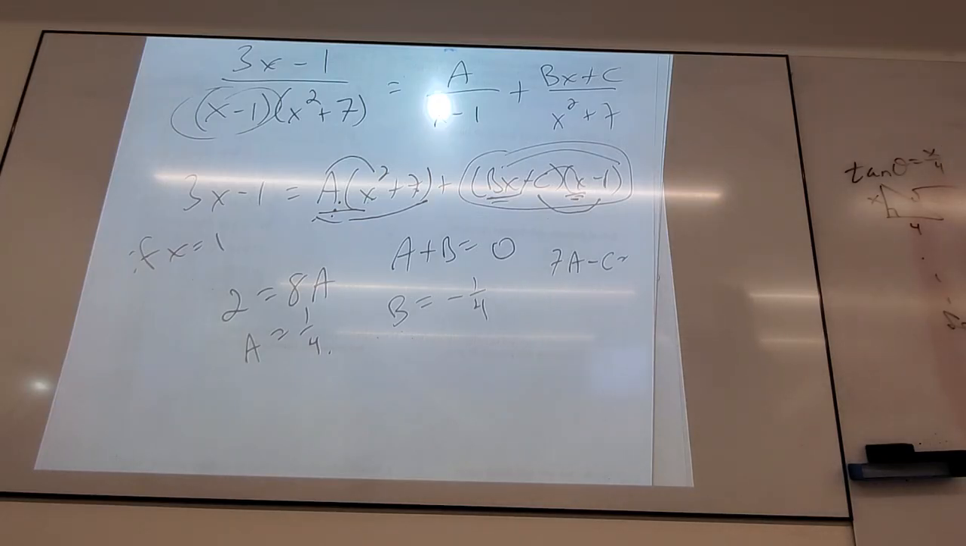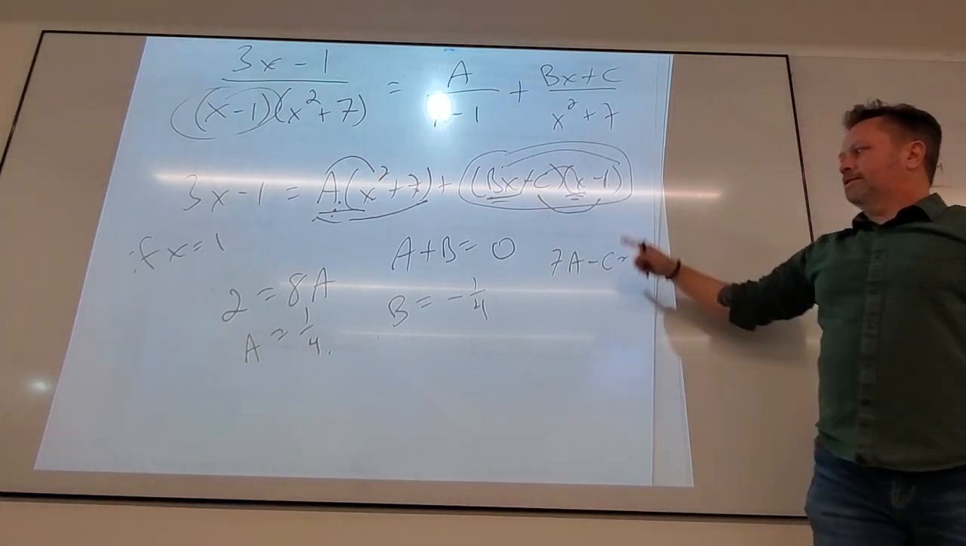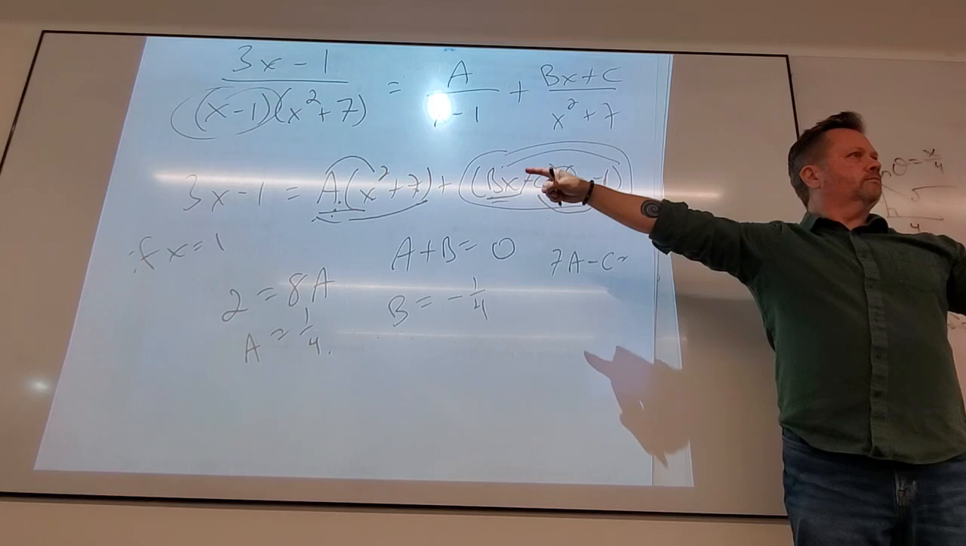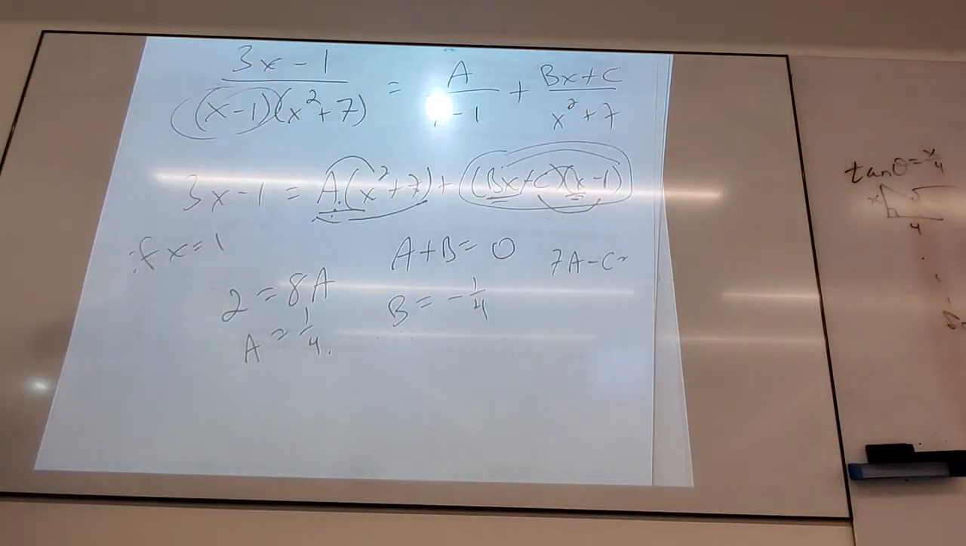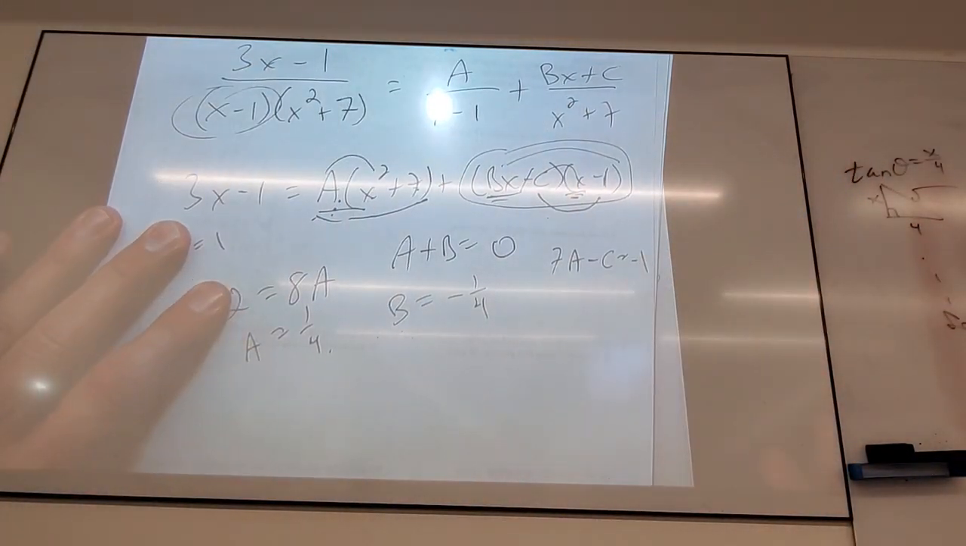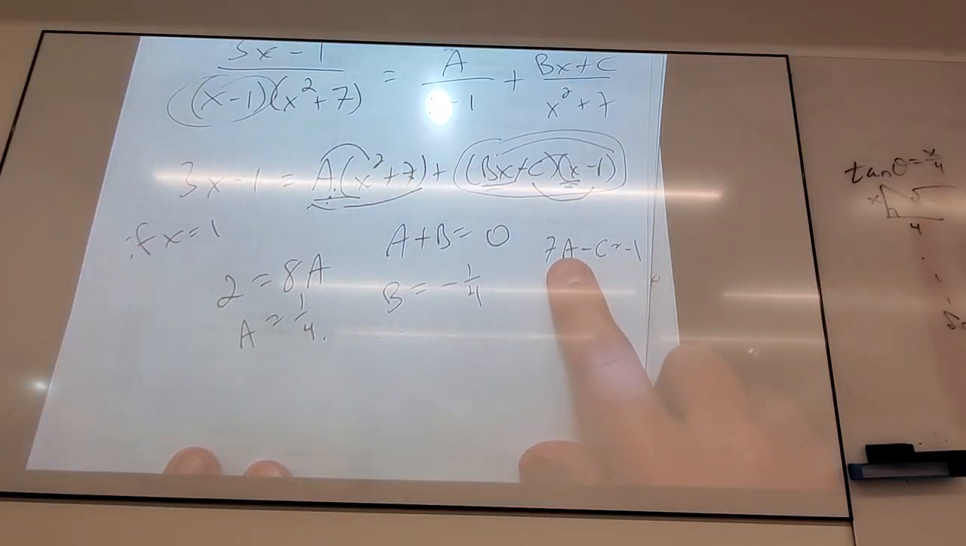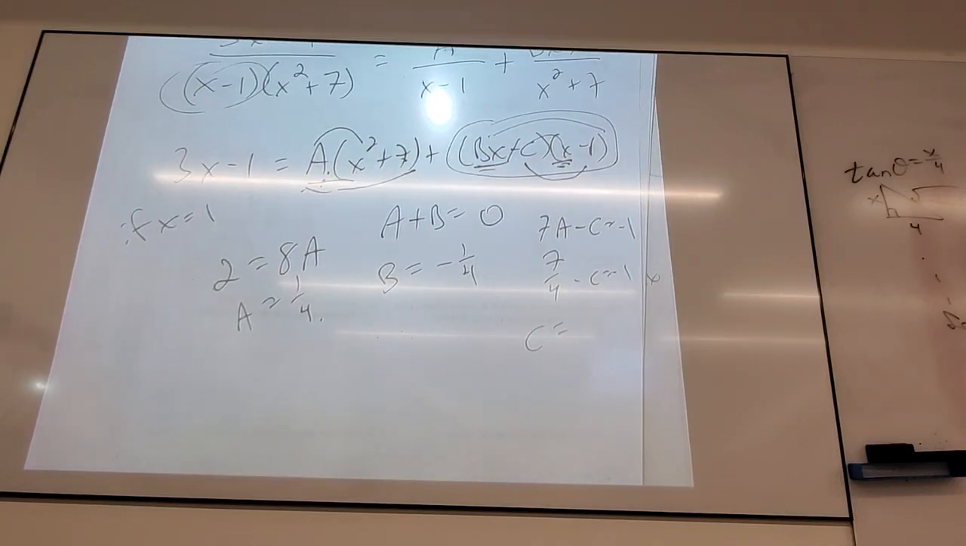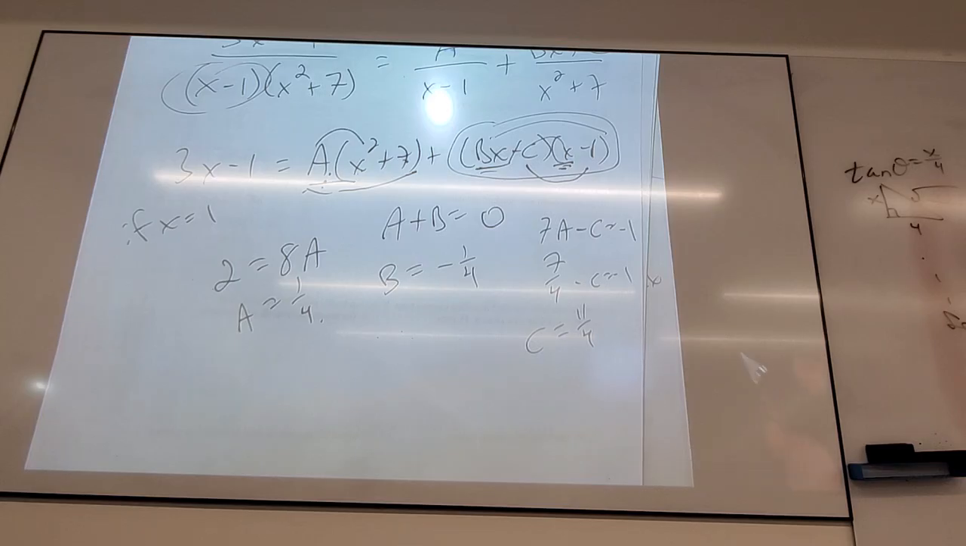7a is a constant term. -c is the other constant term. So when I put those together, they better make -1. And why is that nice? Because I know what a is. So I got 7/4 minus c is -1. So if you solve that, you get 11/4, if I did it right. Add c, add 1, and 1 plus 7/4 is 11/4.